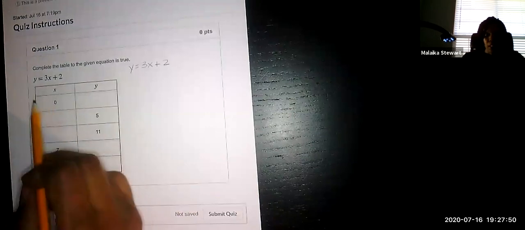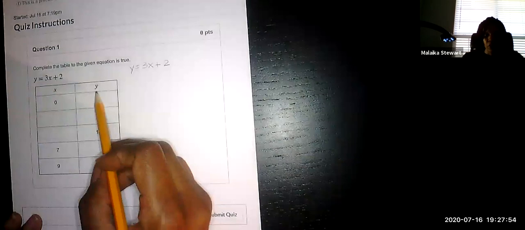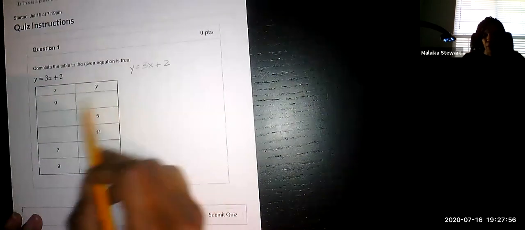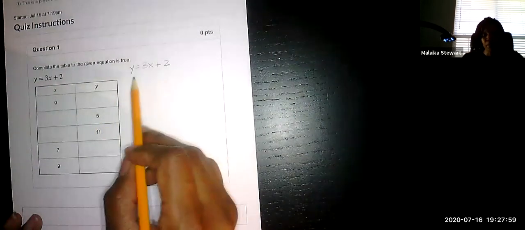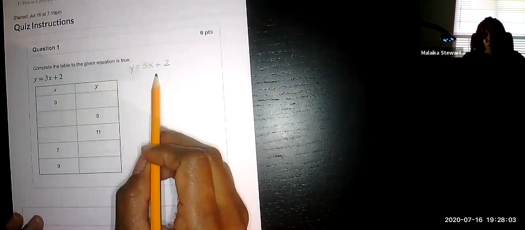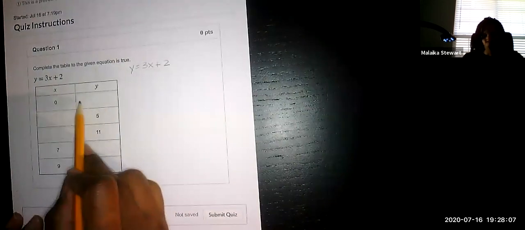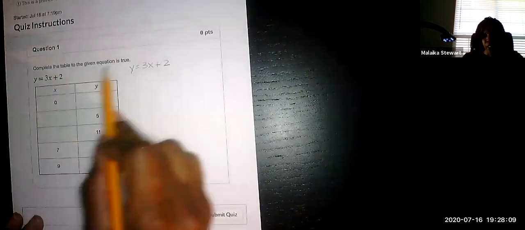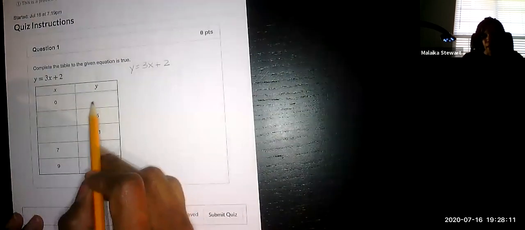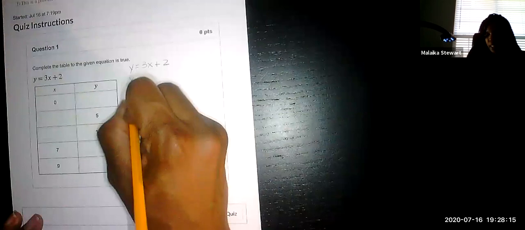So the input is our X value, the output is our Y value. Anytime I'm trying to find a missing value, I always rewrite the equation because that helps you to determine where to put the numbers. So for this one, we have 0 as our input. We're trying to find out what it would be after we put it in here. What are we going to get for the Y value? So I put a 0 wherever there's an X. So this Y stays the same.